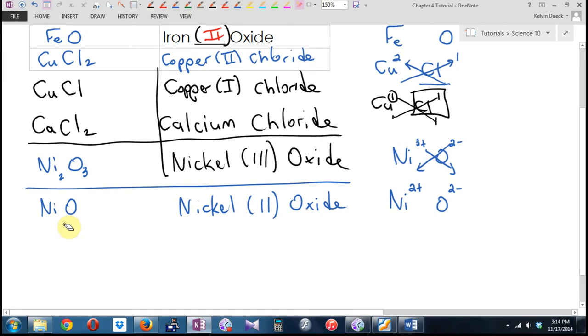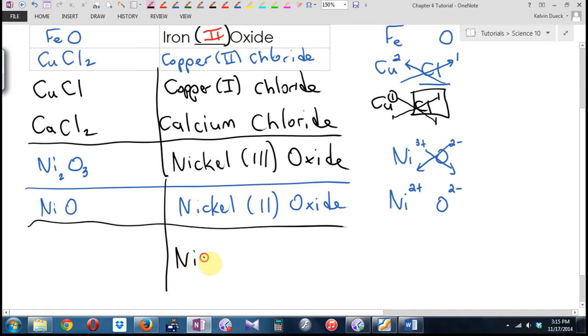That's really everything I can do with ionic. Ooh, no, I haven't done polyatomic yet. So let's try some polyatomic. Ugh, I know. Now in some ways they're tougher, in some ways they're easier. They're tougher in that you've got to keep track of a lot. What if I gave you nickel 3 dichromate? Okay.